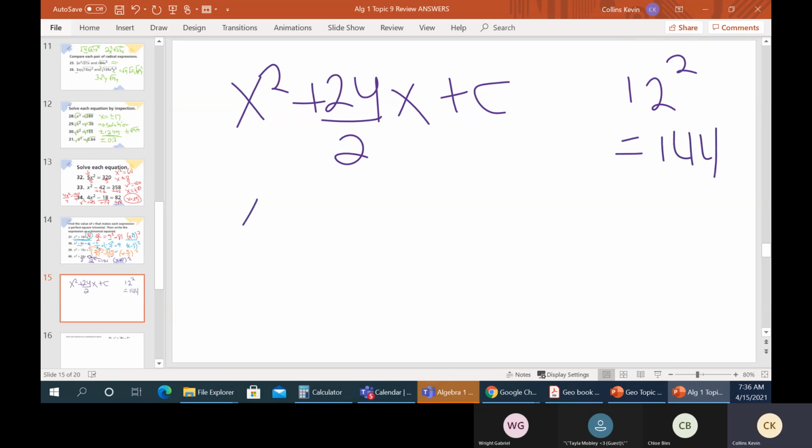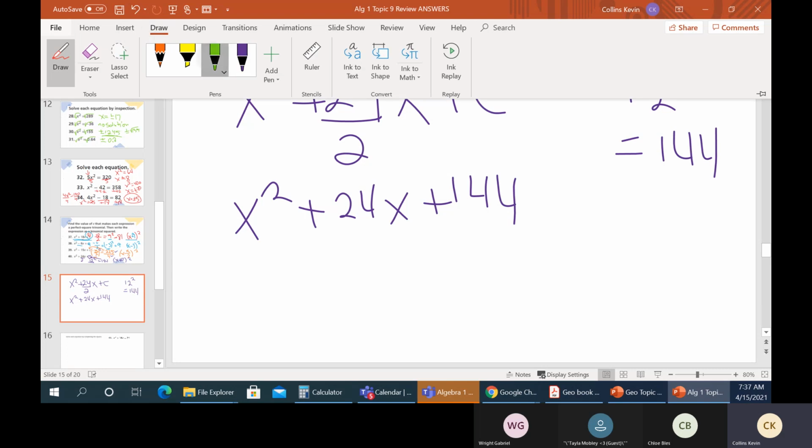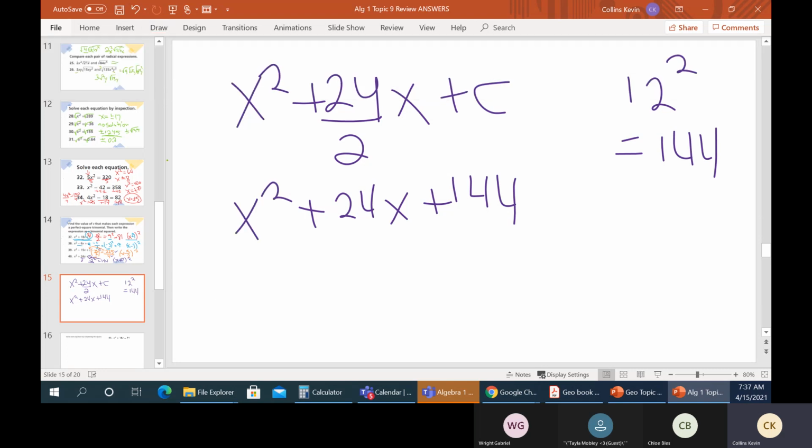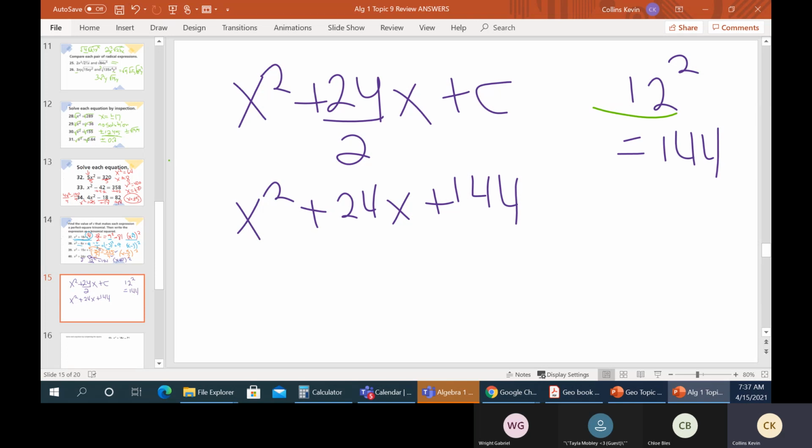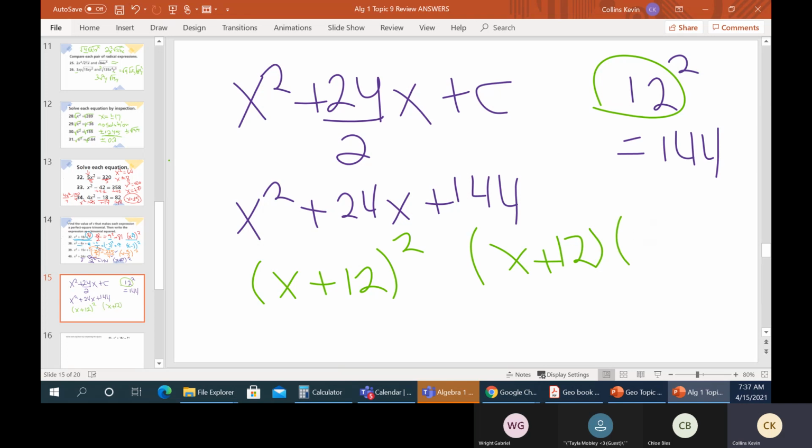Okay. So then this is going to be x squared plus 24x plus 144. Now we could just do the normal factor stuff, or we could remember that when we divide by the 2, that's when we get that 12. So then you have x plus 12. So we take and use that number squared. Okay. And if you want to see if that actually works, you do x plus 12 times x plus 12, and then we FOIL.